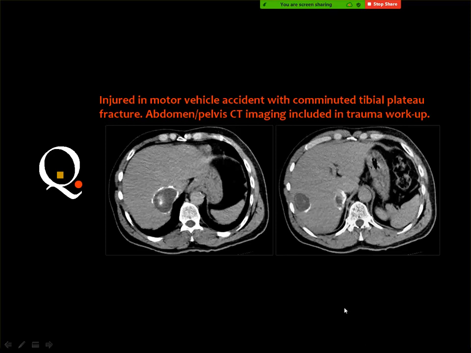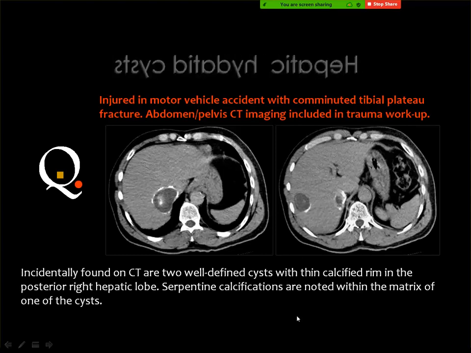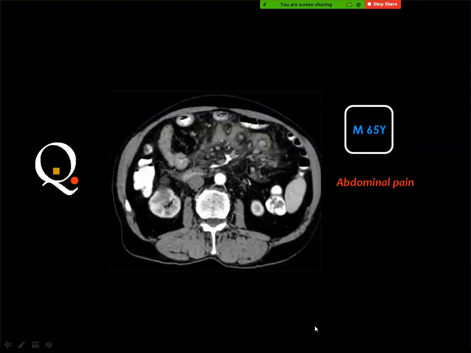Calcification, hydatid. Yes, hydatid cyst. The patient had a motor vehicle accident with comminuted tibial fracture, and the abdominal and pelvic CT was included in the trauma workup. No evidence of laceration, but there are multiple focal lesions showing marginal calcification, typical of hydatid cysts.